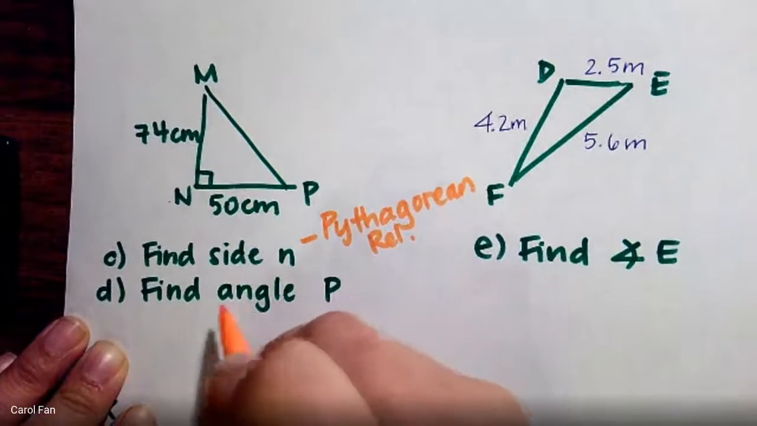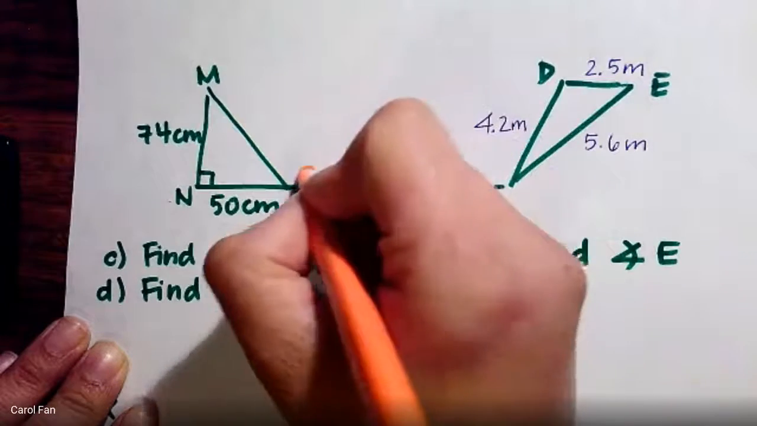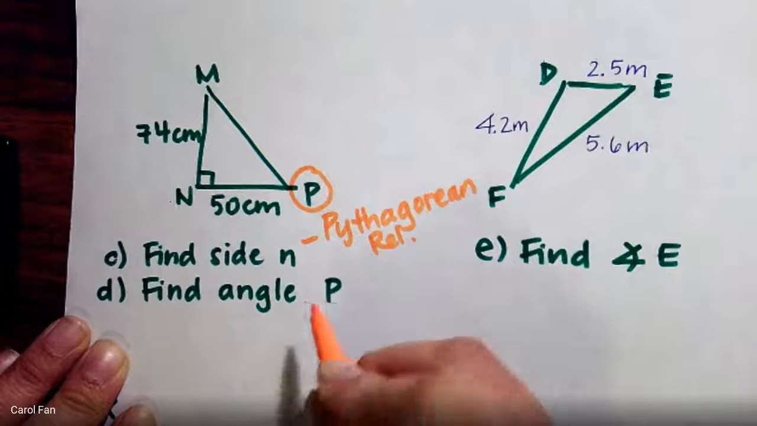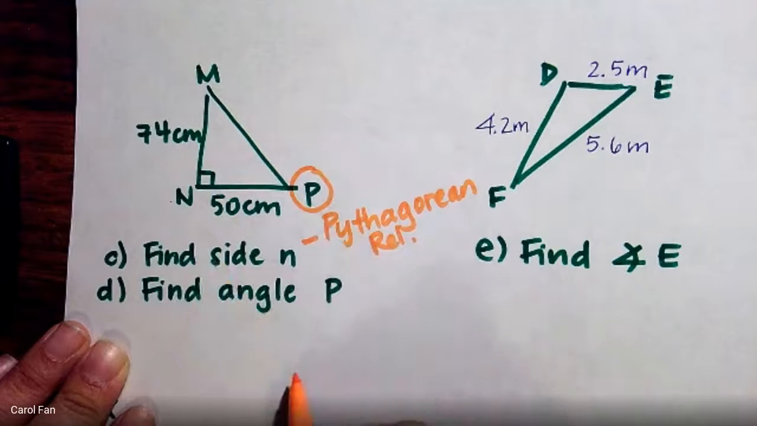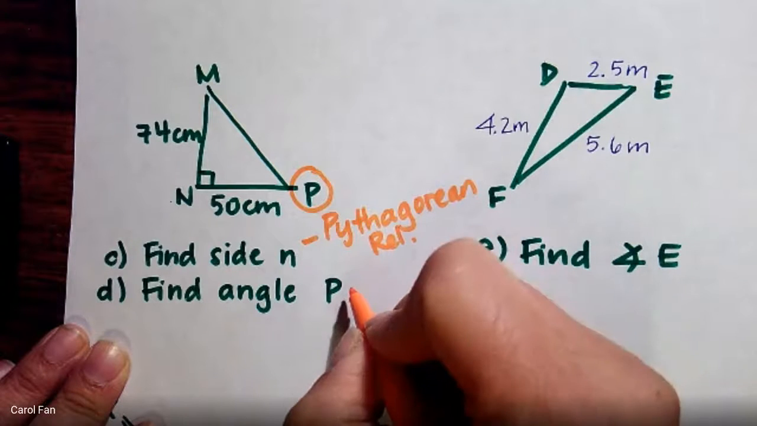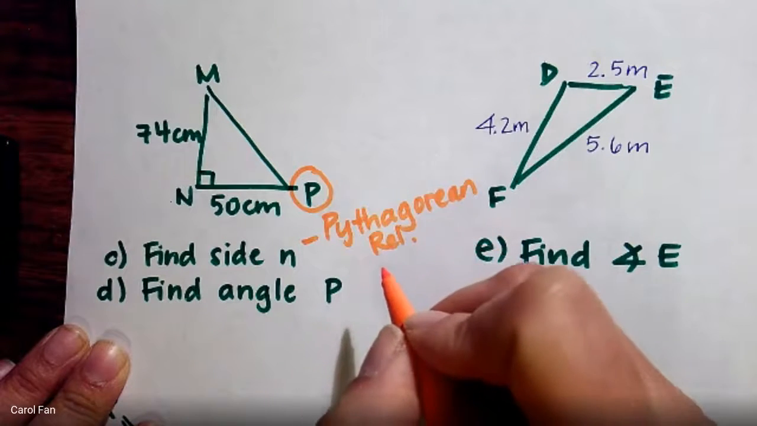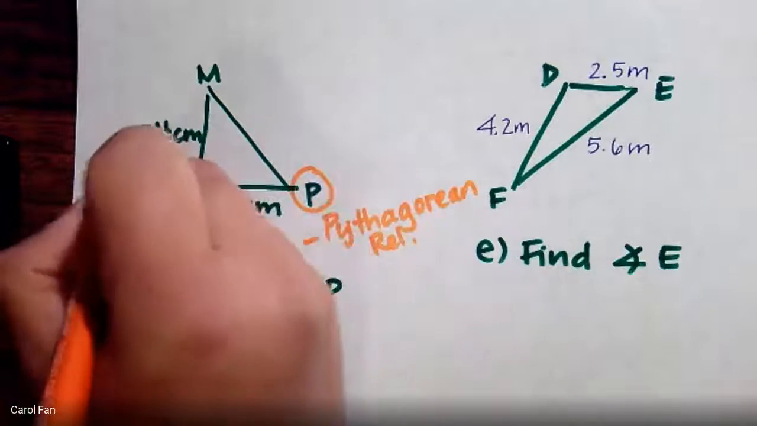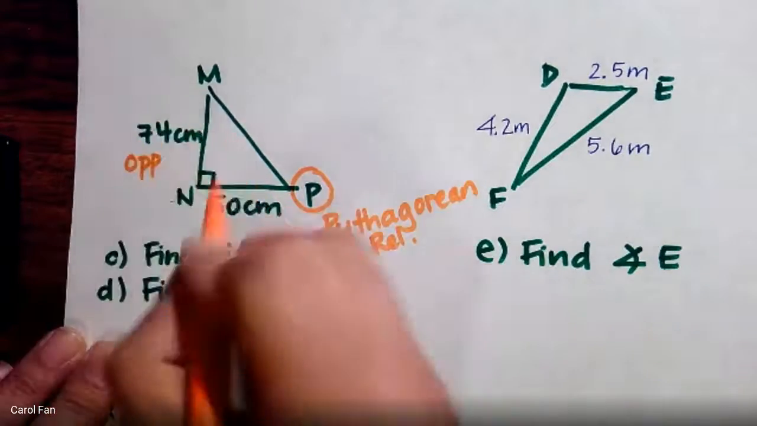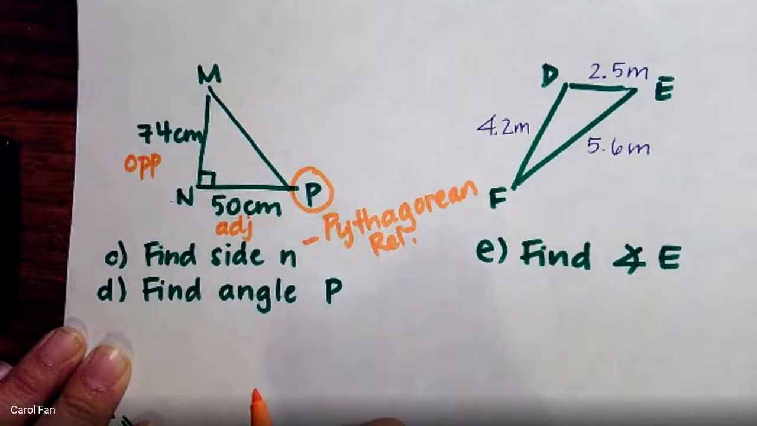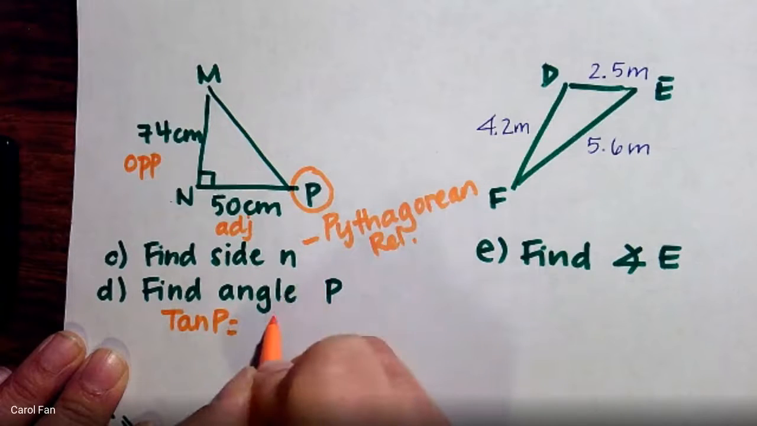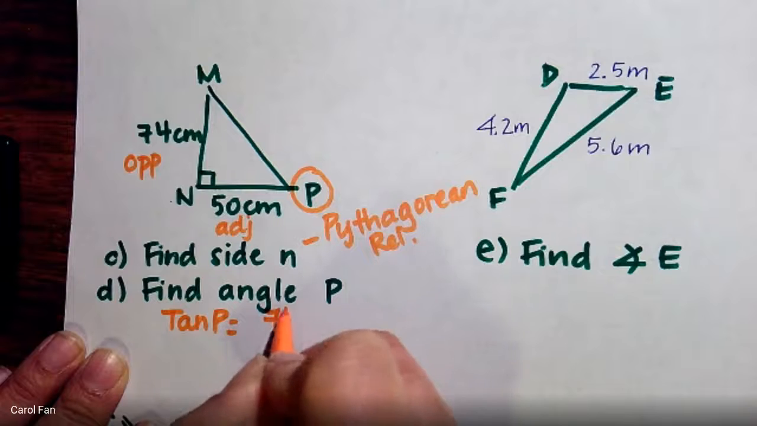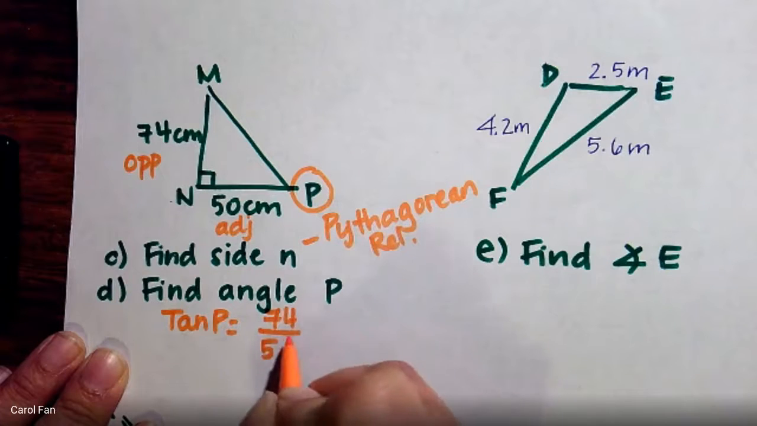On the other hand, we've got this part D where it's asking us to solve for angle P. With angle P, I've got two sides given and one angle missing. So I need to identify the sides in order for me to find out which trig ratio I'm using. So I have my opposite here and the adjacent. I check my menu and I find that this is tan. So tan P is equal to 74 over 50.